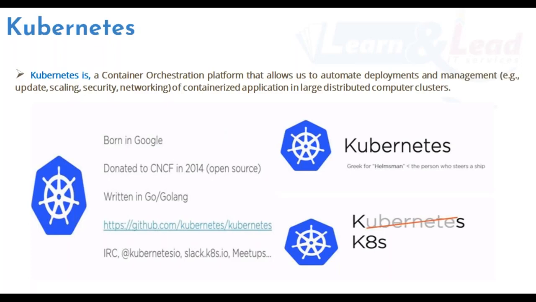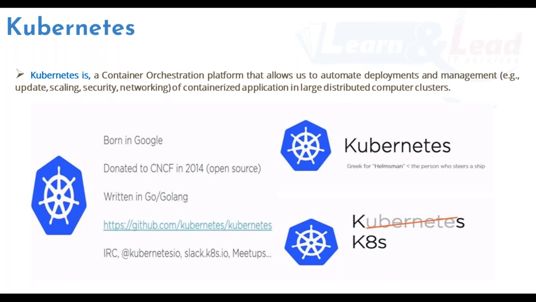Now, where does this come from? Basically, it was born in Google as an in-house project itself, but it was donated to CNCF in 2014 as open source. Right now, Kubernetes is completely an open source project, which is there on GitHub. You can look at the URL below for that project. If you would like to contribute towards it, go ahead and contribute.